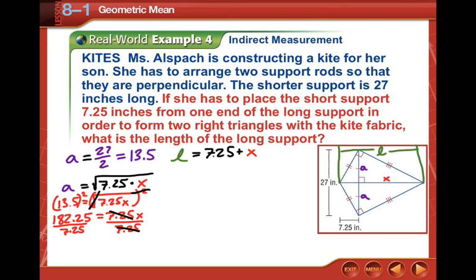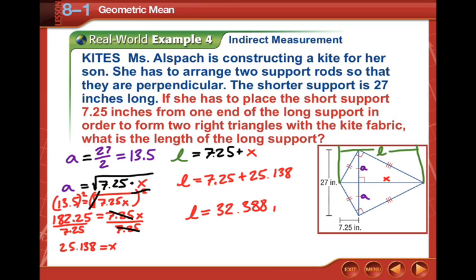So now we just need to divide by 7.25. We'll cancel on the right, and we'll be left with x equal 182.25 divided by 7.25 comes out to be 25.138 when you round. Now we're going to take that and plug it into our L equation. So L is equal to 7.25 plus 25.138. And when we add these together, we get our final answer. L is equal to 32.388. And our unit here, we do have one, because it is a real thing, inches.